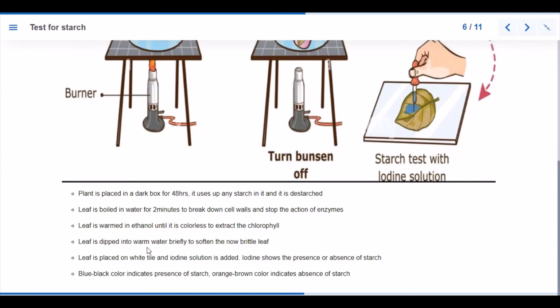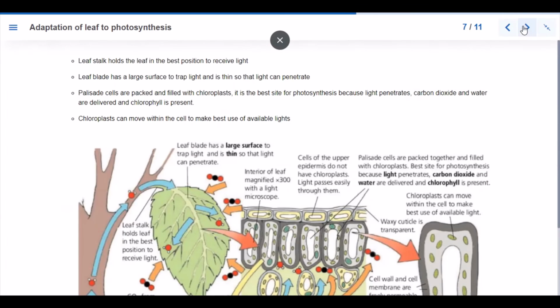The leaf is dipped into warm water briefly to soften the now brittle leaf. The leaf is placed on a white slide or a white towel and iodine solution is added. Iodine shows the presence or absence of starch. A blue-black color indicates presence of starch, an orange-brown color indicates the absence of starch.